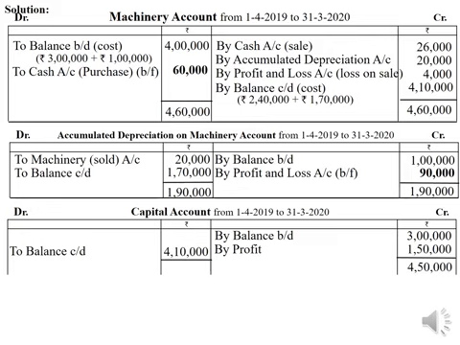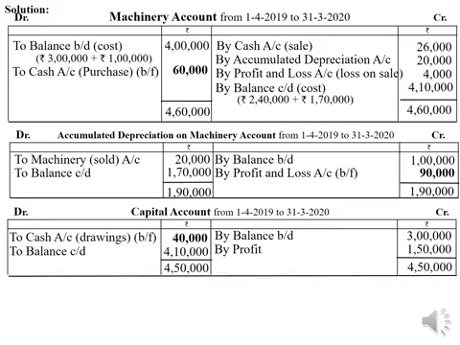Therefore, balancing the capital account, we get balancing figure 40,000. That 40,000 has to be treated as debit balance is given. That 40,000 has to be treated as drawings, to cash account, drawings, balancing figure. Okay.